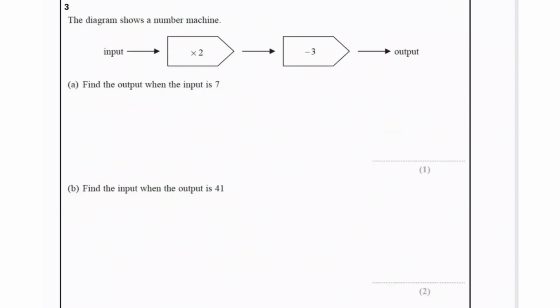And the final question on this sheet, again, very similar. We've got a function machine. They've called it a number machine here. And we're told the input is 7. And we want to figure out what the output is. So we're just going to follow the steps of the machine. So we're going to do 7 times 2 and then take away 3. 7 times 2 is 14. 14 take away 3 is 11. So the output would be 11.